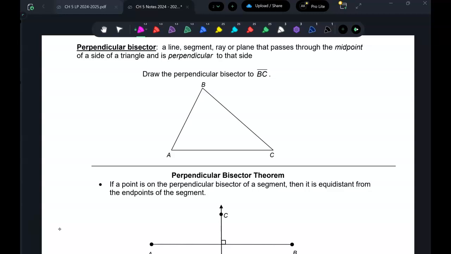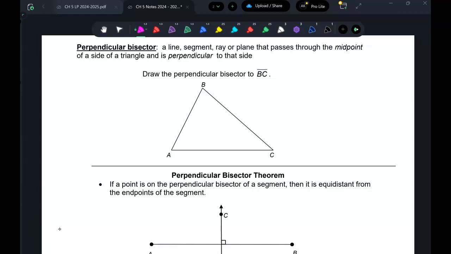Not too fast. Okay, I am going to give you guys some rulers, those of you watching from home. Okay, we're going to use a ruler. We want to draw the perpendicular bisector to BC.